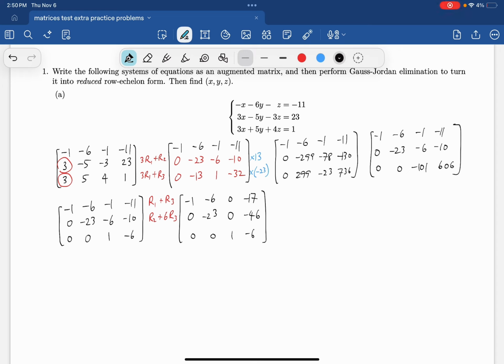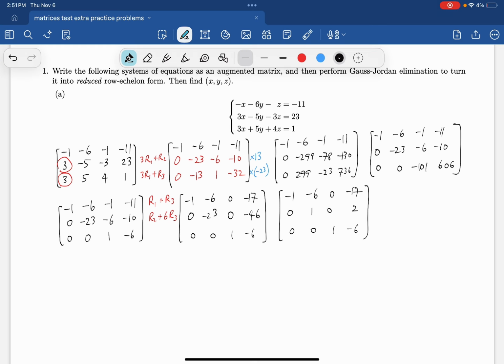Okay, and then the next step, I'm noticing that this is a good place to simplify some things, right? Because 23 and 46, well, 46 is just a multiple of 23, right? And so that's super easy to simplify. I can just make that turn into negative 1, negative 6, 0, negative 17, 0, 1, 0, 2, because 46 is 2 times 23. And so that's what I'm left with.